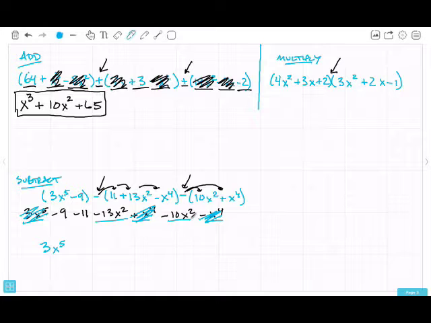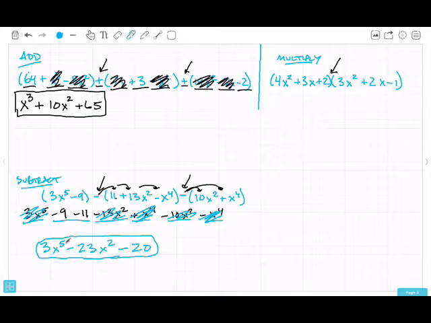Here's x to the power 2, so we have negative 13x to the power 2 minus 10x to the power 2. So combine those terms. Negative 13 minus 10 creates negative 23x to the power 2. And then lastly, the numbers create negative 20. So we have a polynomial of degree 5, a trinomial, degree 5, subtraction.